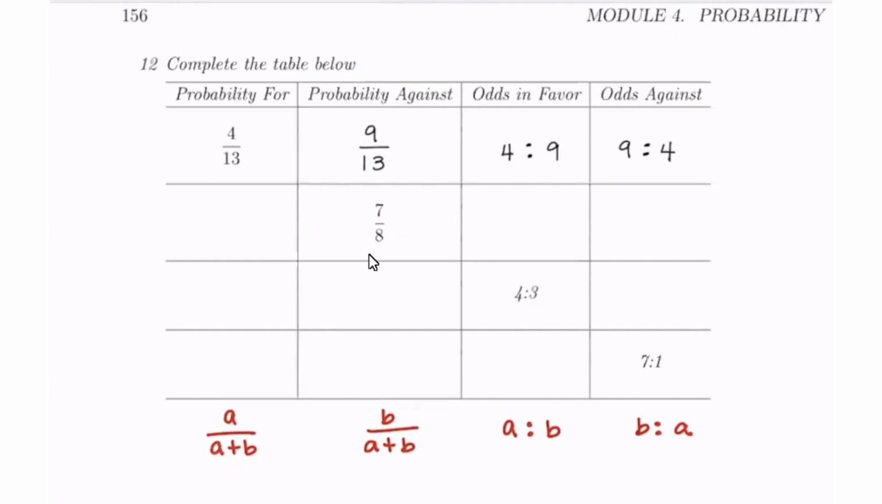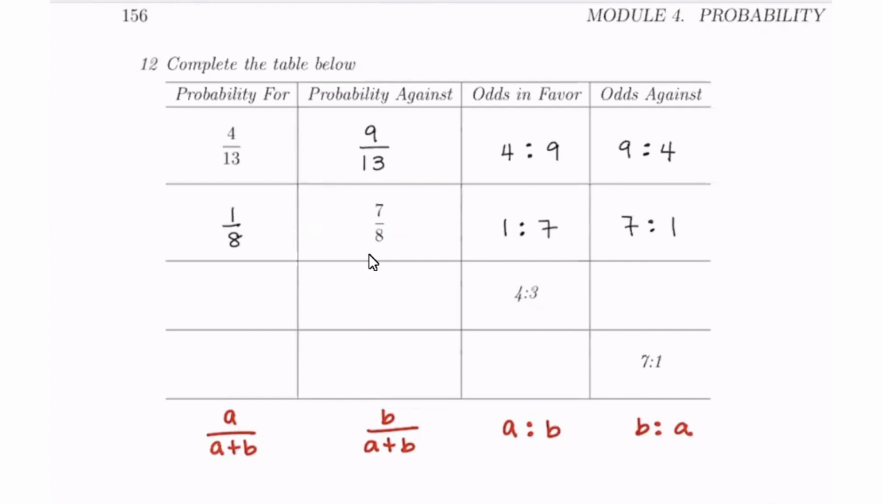We had this before the break, so you probably have this. Just remember that. Probability against is 7/8, so probability in favor is 1/8, because 1 plus 7 is 8. Odds in favor, 1 to 7. Odds against, 7 to 1.